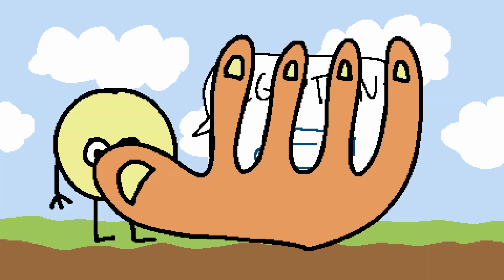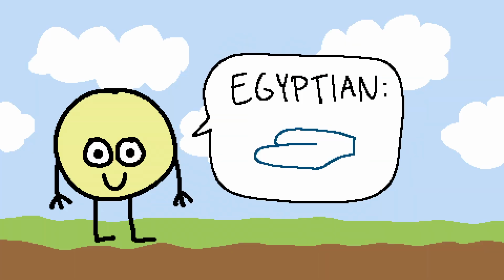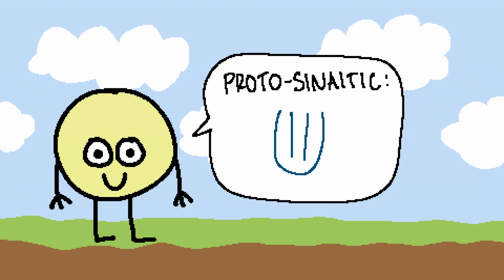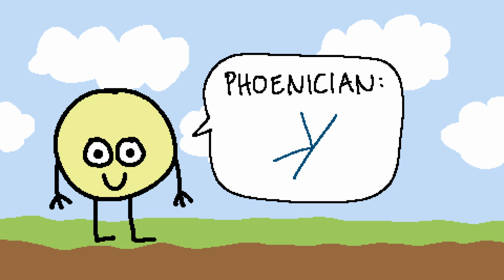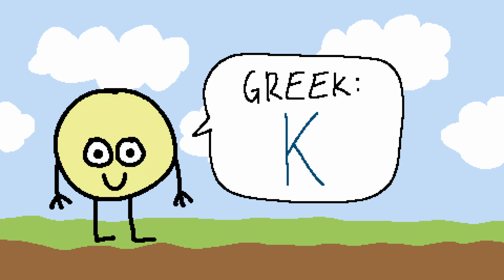K. The Egyptian hand hieroglyph, which by the way apparently stood for the D sound, somehow turned into this in Proto-Sinaitic, got flipped around and gave us this in Proto-Canaanite, this in Phoenician, then this in Greek, and we're home.